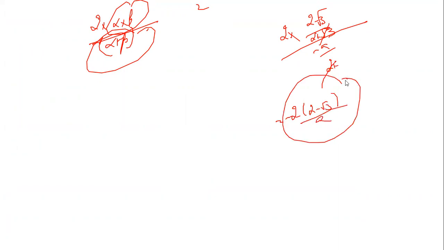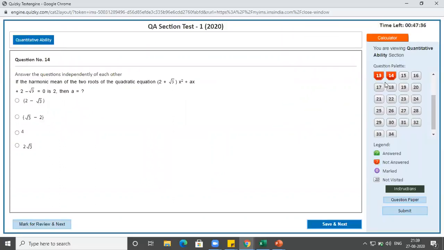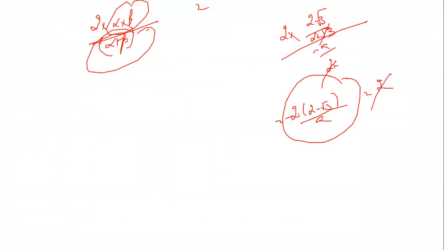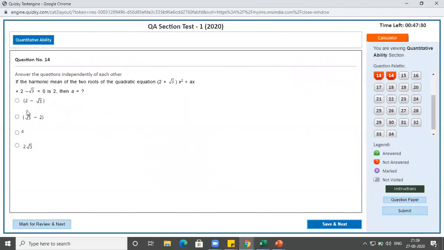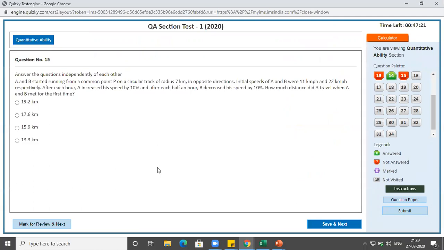Okay. This is equal to 2, right? Then find the value of A. So A is going to be 2 plus root 3. Minus 2 plus root 3. Okay, minus 2 plus root 3. Option B. Okay. Moving on to the next question.